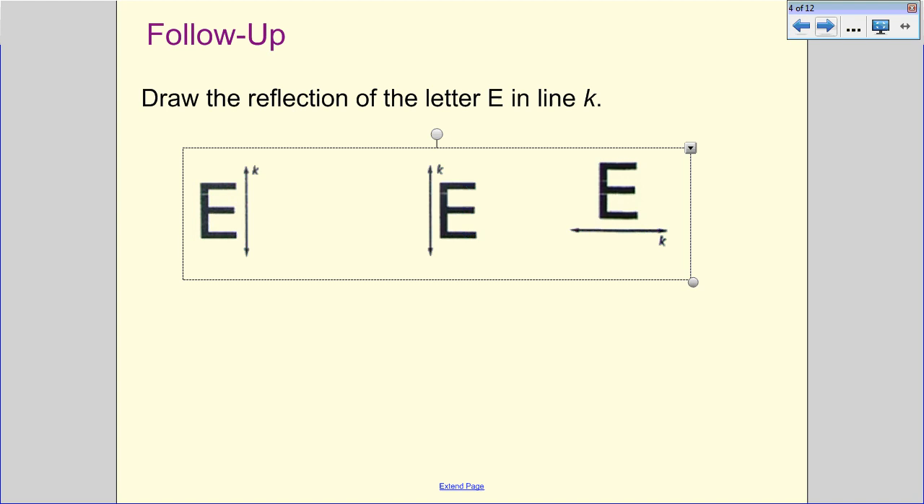You want to draw the reflection of the letter E in the line K, or I usually say in class, over the line K. So I need to reflect this over, so that means the orientation is going to be reversed. If I'm facing to the right, my image is going to be facing to the left. So I'm going to have an E. I'm going to face to the left. I'm going to let you do this one on your own. And we will check in class.